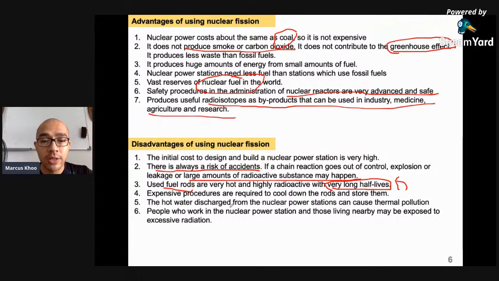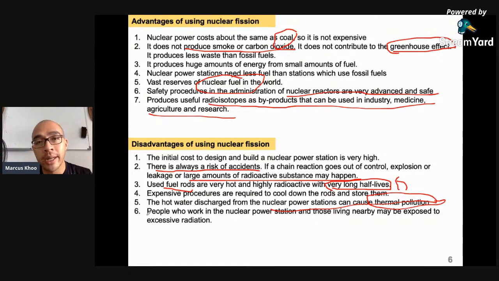Number five, the hot water discharge from the nuclear power stations can cause thermal pollution. It can increase the temperature, which is actually not very good, especially if you're living very near to the reactor. Which is also another reason, as Nigel pointed out just now, why they chose to build the reactor far away from the mainland. It is less expensive if they were to build the reactor and the mainland next to each other, because they just provide. But it is not that safe because of all these pollution probabilities. There's the radioactive leakage, there's thermal pollution.